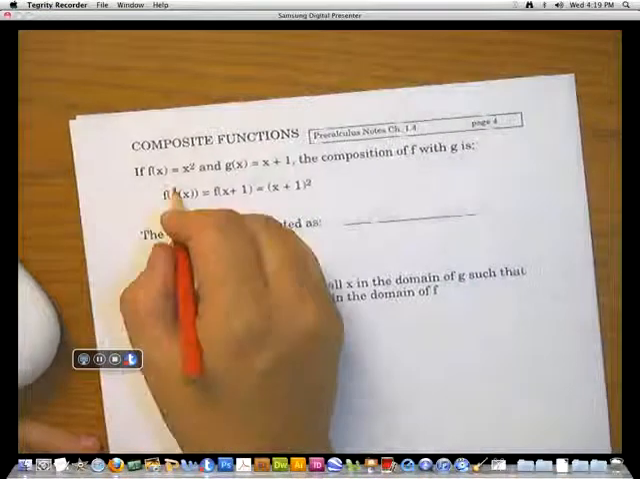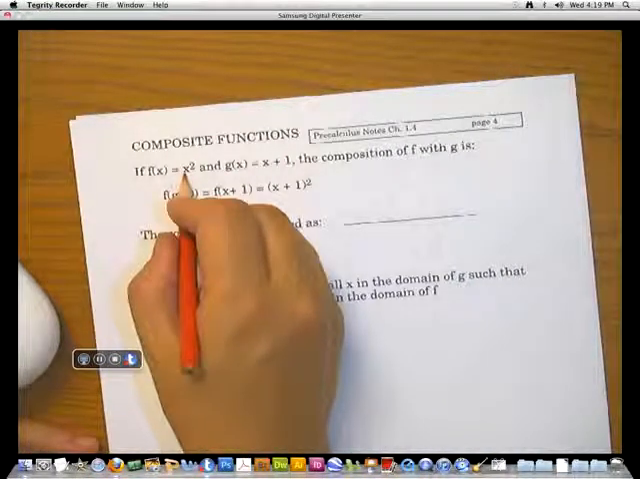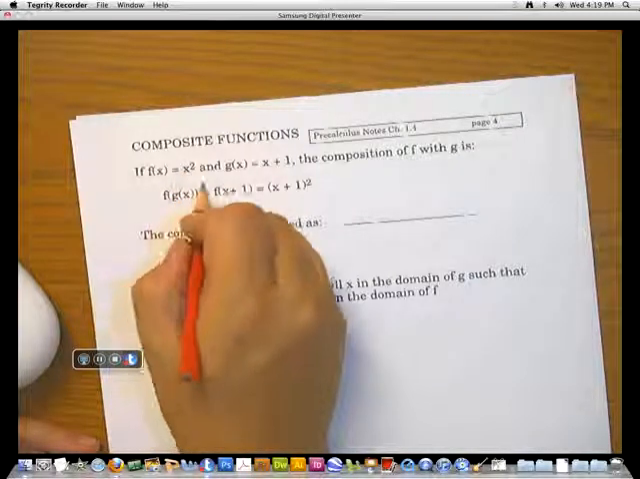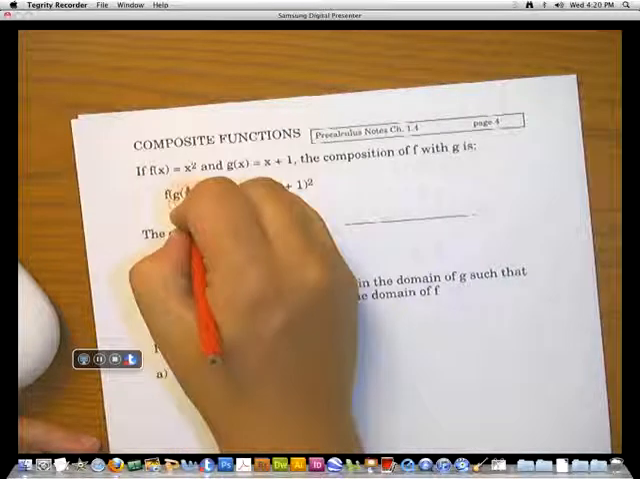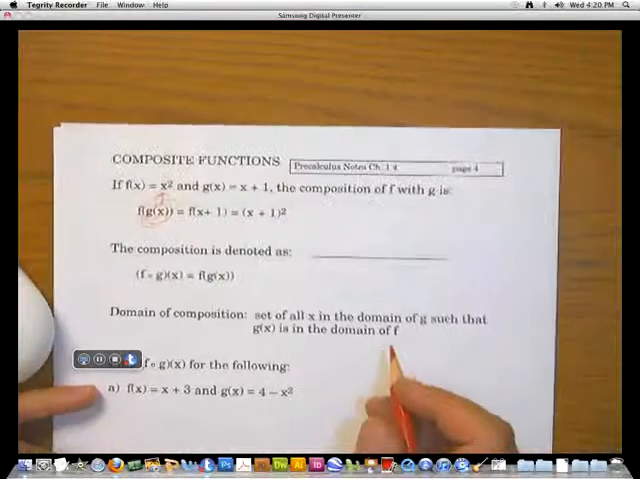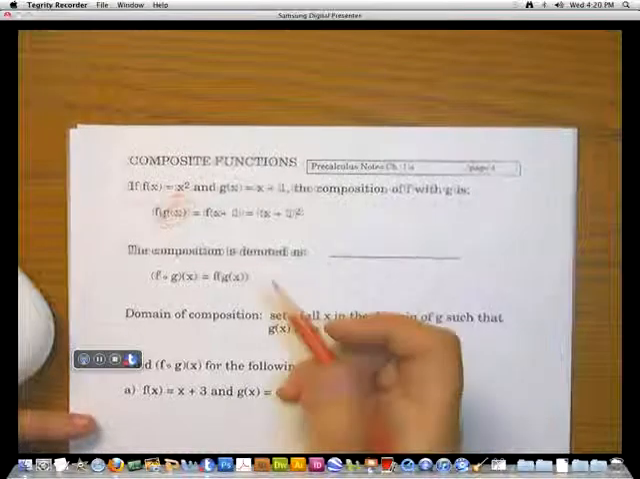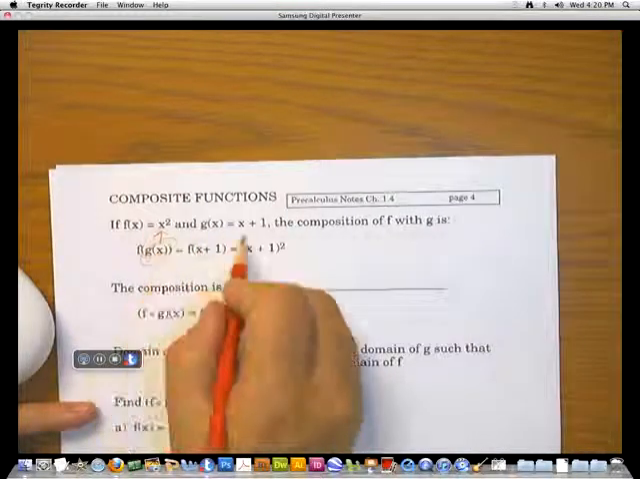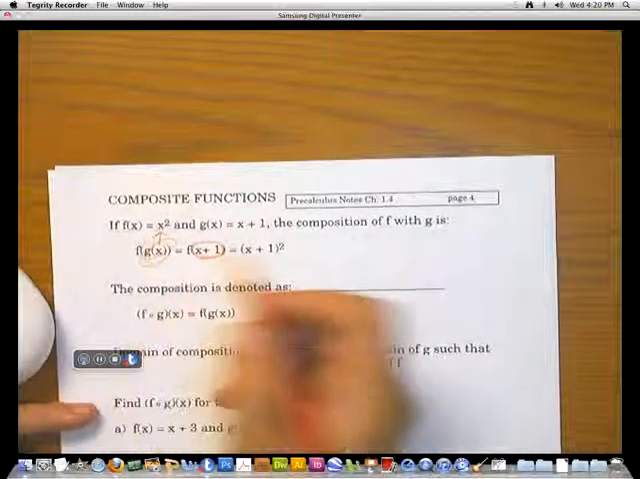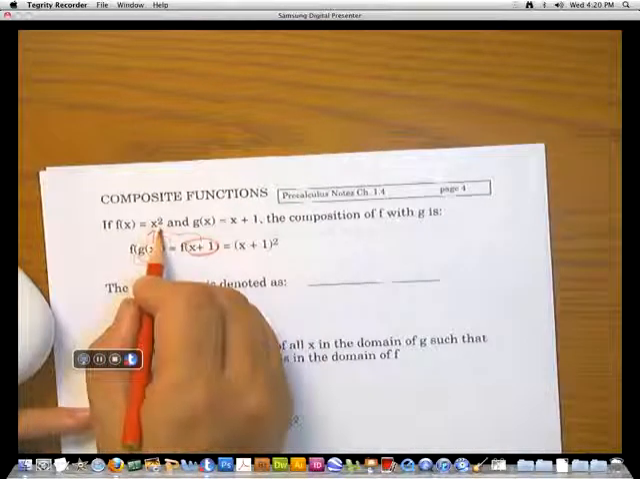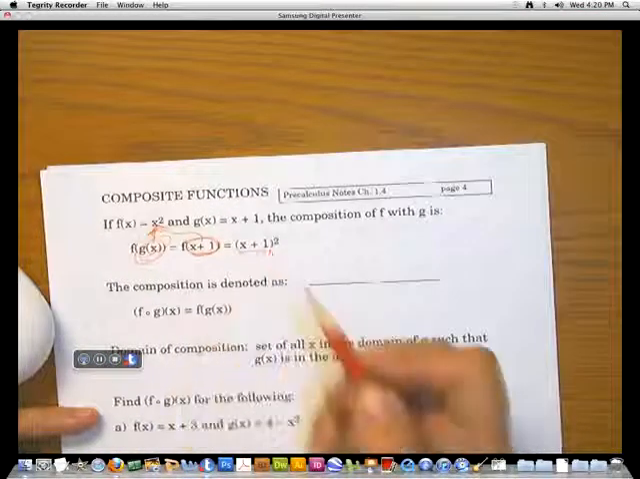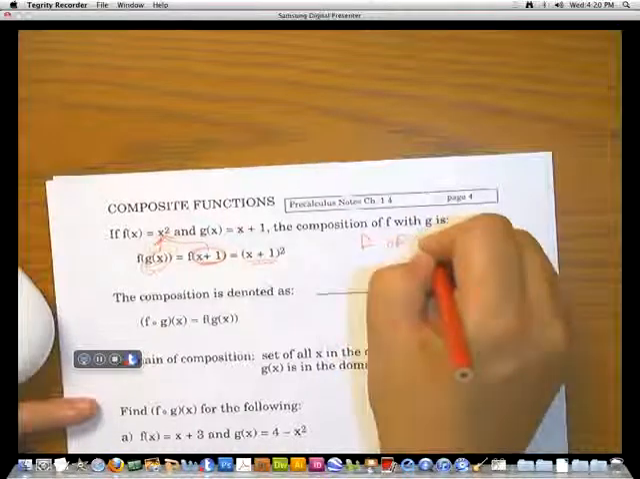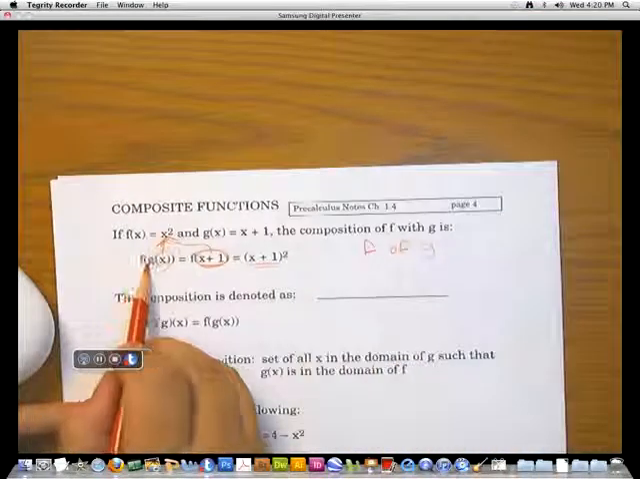If I had f of 2, I'd put 2 into my f equation. But since I have f of g, I'm going to put the g equation into the f. That's what that is going to represent. Well, g is x plus 1, so that's what they did here. All they did was change g to the equation. And so they're putting the g equation into the f, and that's the result. So we would read this as f of g.